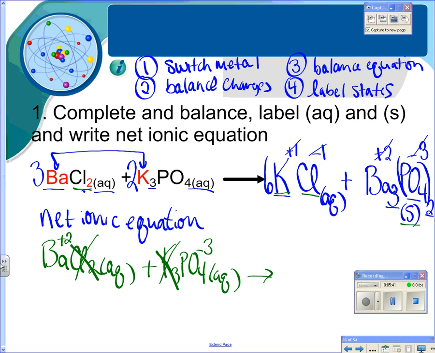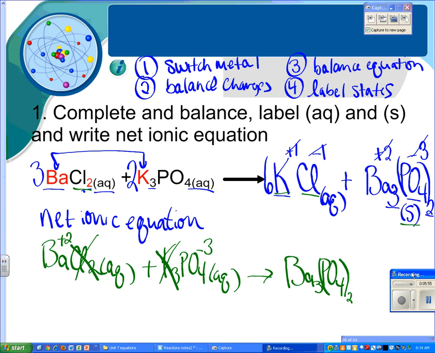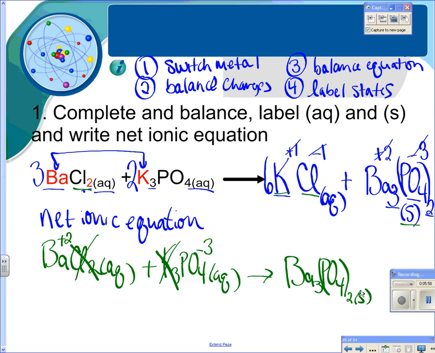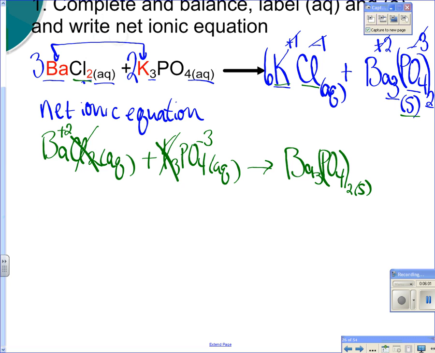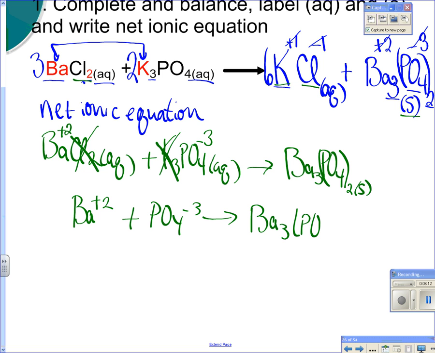And then I write my solid down, because if you look, I have barium and phosphate. So I have barium and phosphate. So then all I have to do, I'm just going to rewrite this just to make it neater. So I have barium +2 plus phosphate -3, making barium phosphate. And pretty much when you do these, you really are just going to write down your solid and show how you're telling the story of the solid. Barium reacted with phosphate to make barium phosphate.